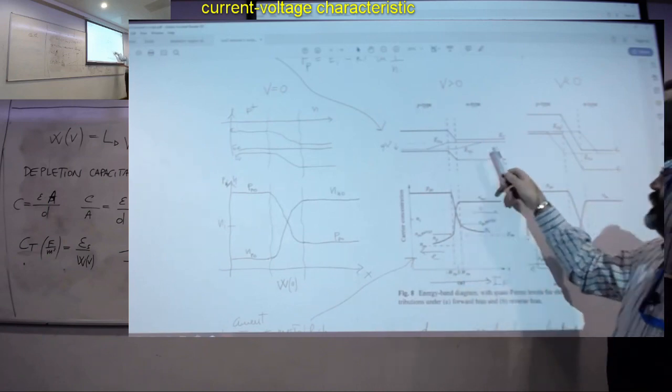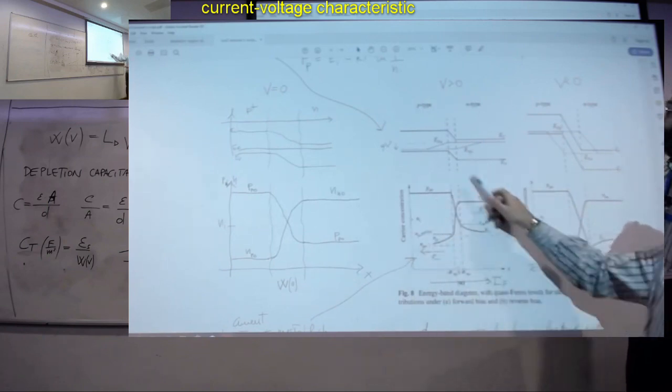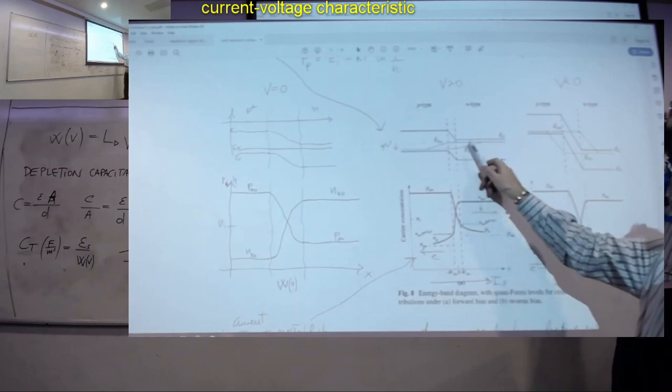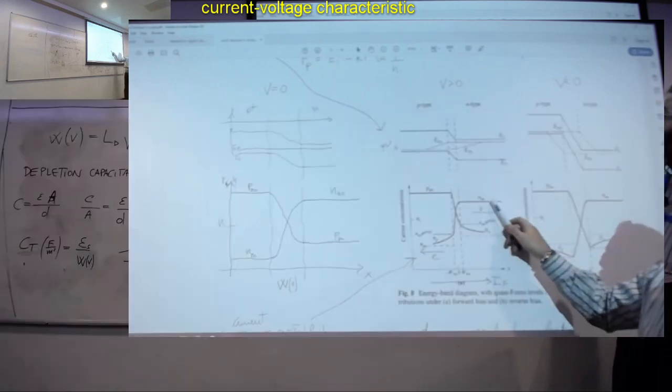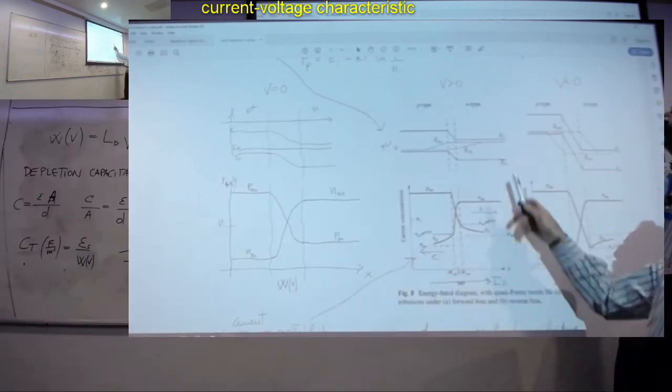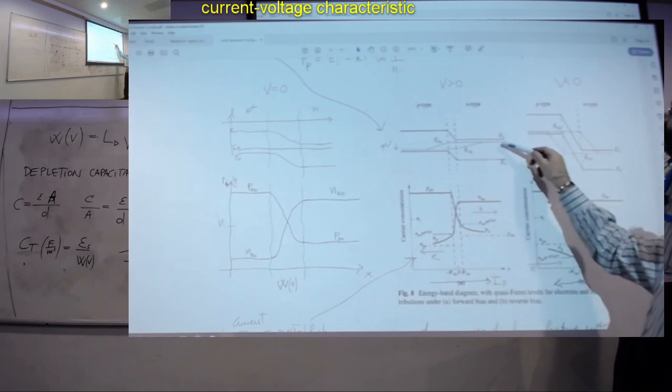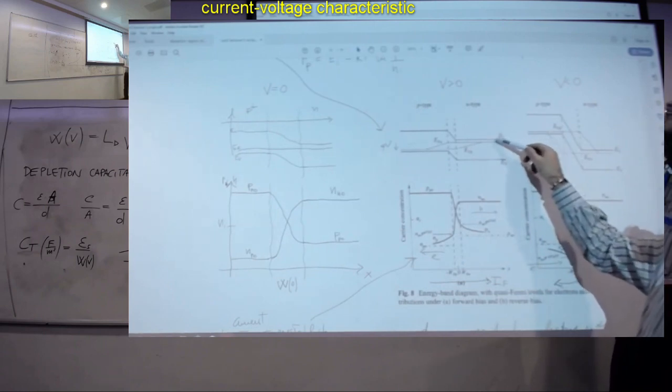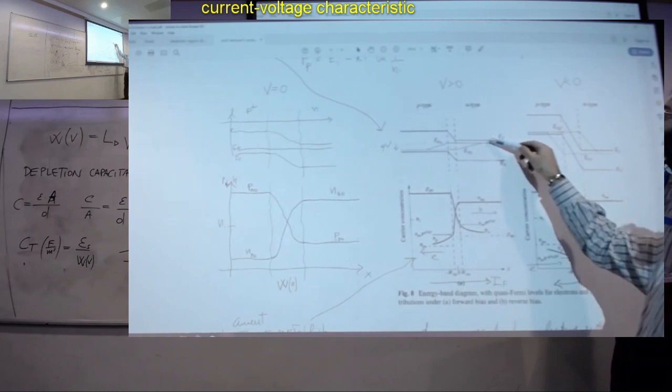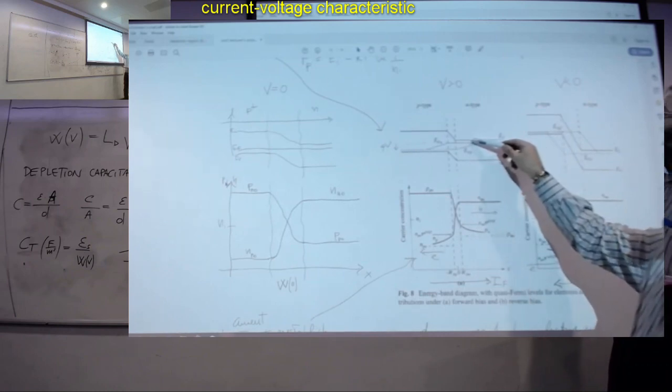So, for example, let's try to reconstruct this. Let's look at the quasi-Fermi level for electrons. So I will try to reconstruct this curve. Here, the Fermi level is close to the conduction band, so I'm expecting a large number of electrons.